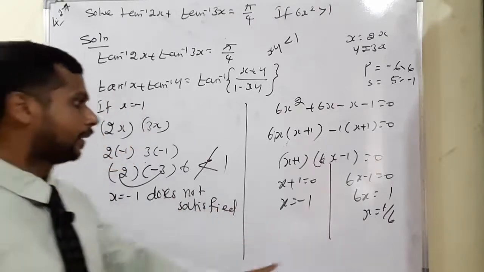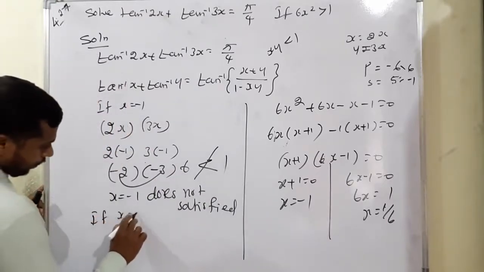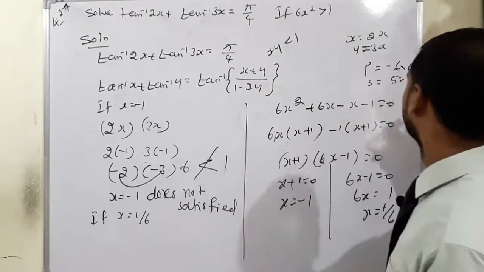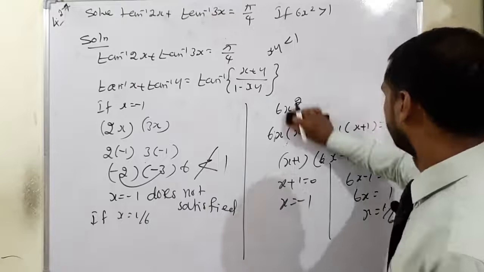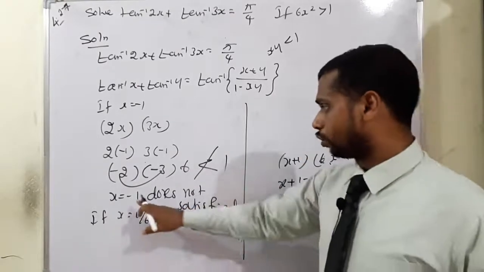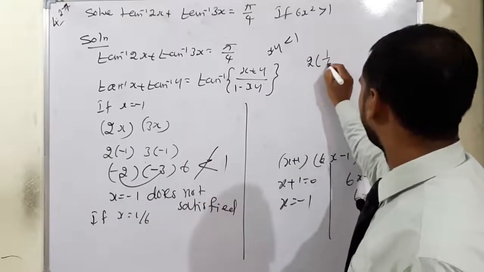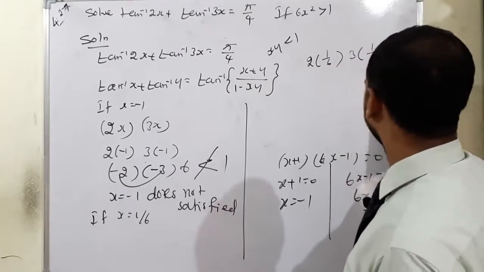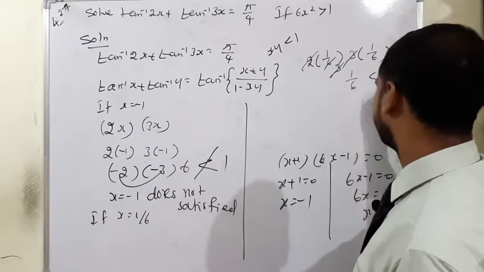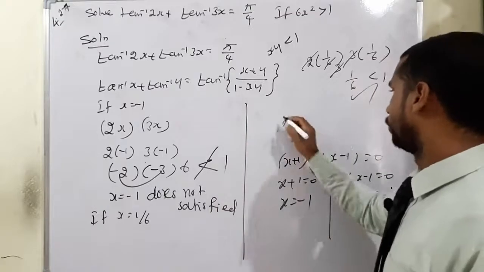Next, x is equal to 1 by 6, isn't it? If x is equal to 1 by 6, what will happen? Again, 2x into 3x, isn't it? So 2 into 1 by 6, next one 3 into 1 by 6. Again 2 and 6 cancel, again 3 and 3 cancel, means 1 by 6, which is less than 1. This satisfies the condition.